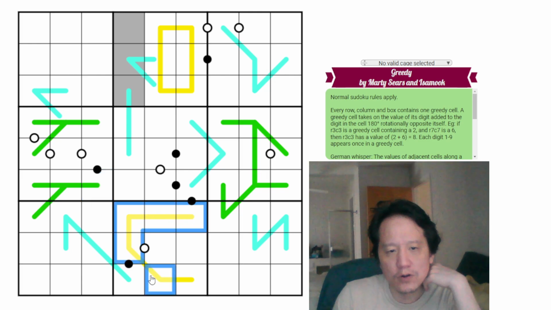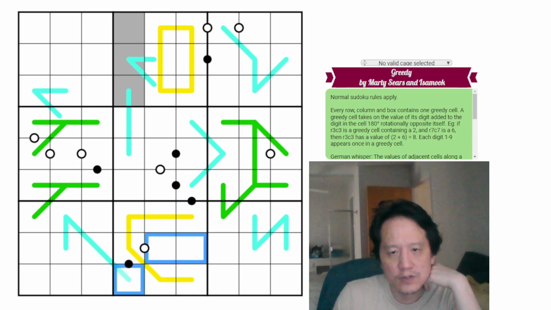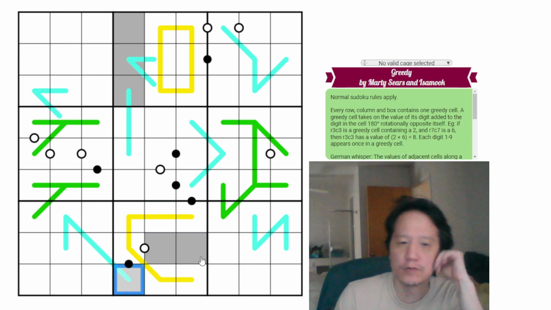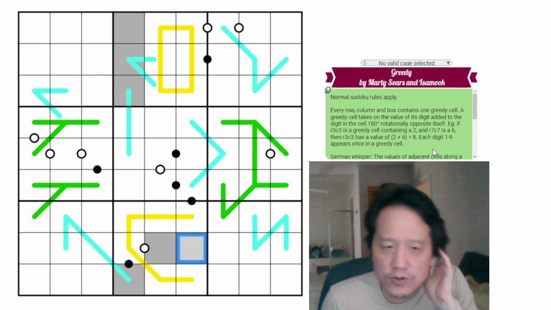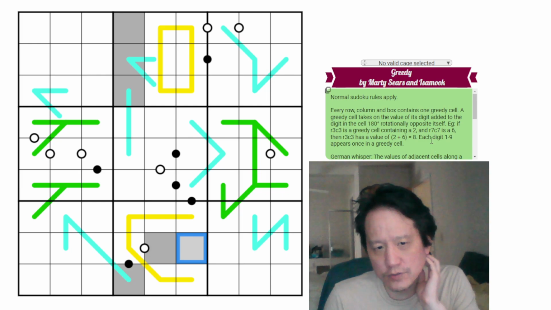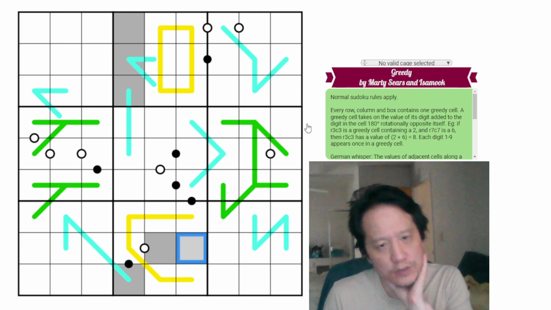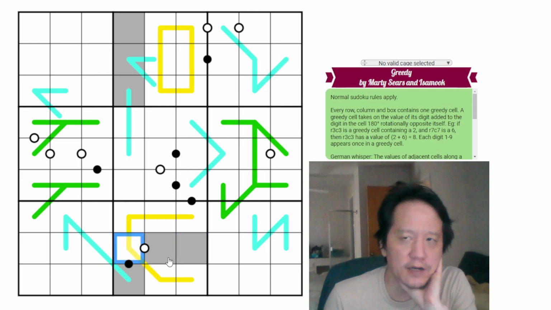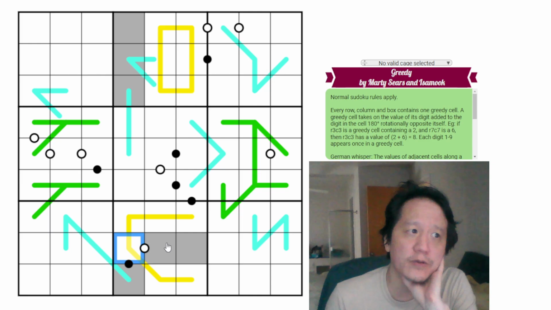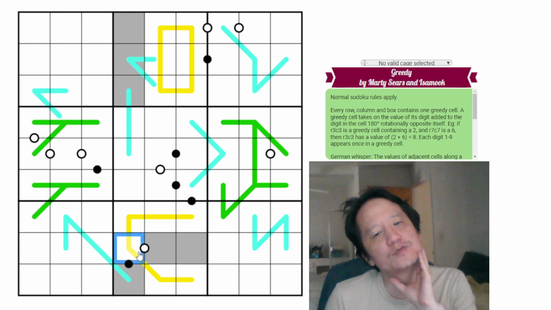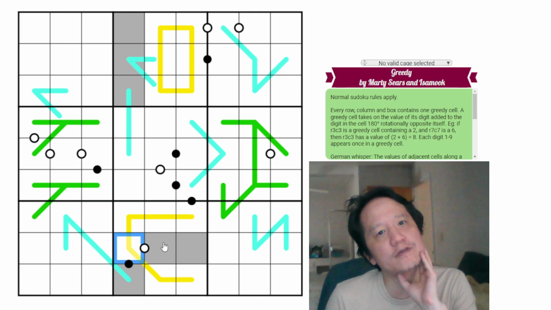Similarly here, one of these 6 has to be the greedy cell, and one of these 3 cannot be. So again, these are all values. Interesting. So say that was the greedy cell, it would have to be consecutive with 9. So say this was the greedy cell. If this was the greedy cell, it would have to be consecutive with a 9.